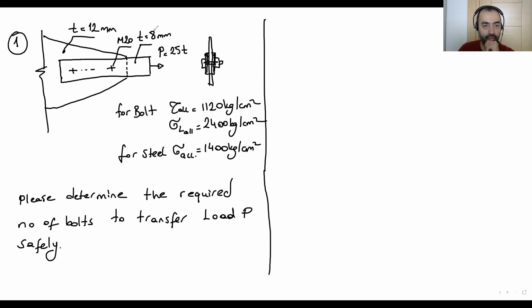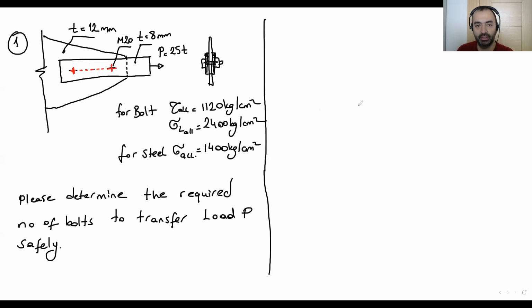Okay, here we don't know the number of bolts. I've drawn the bolts like this. We don't know how many. Question is this: how many bolts do we need to do it? We don't know the capacity of one bolt. We have to calculate it beforehand.